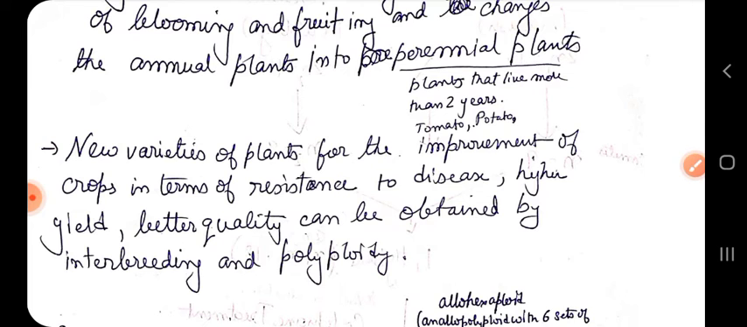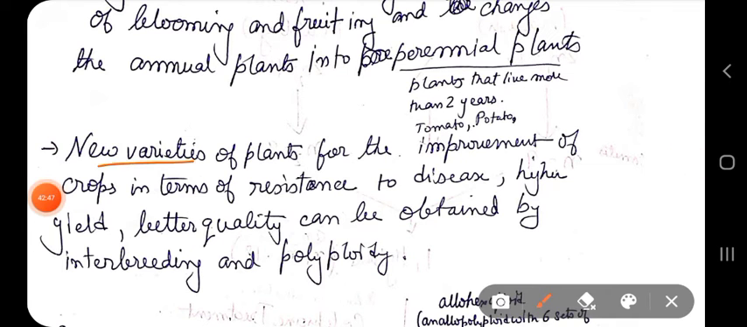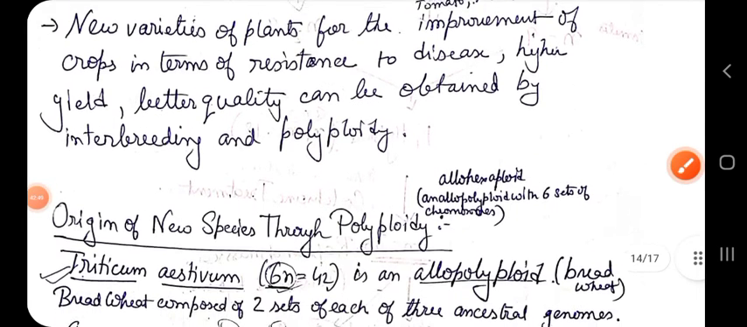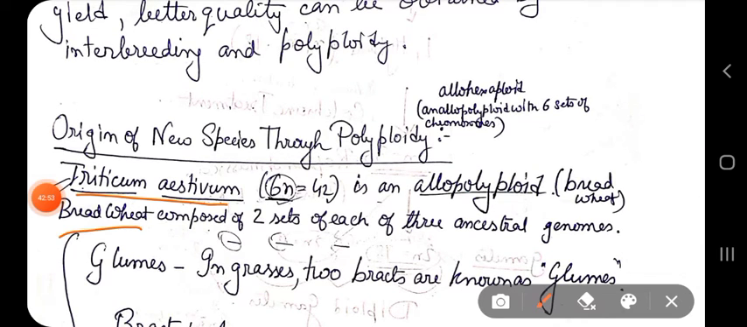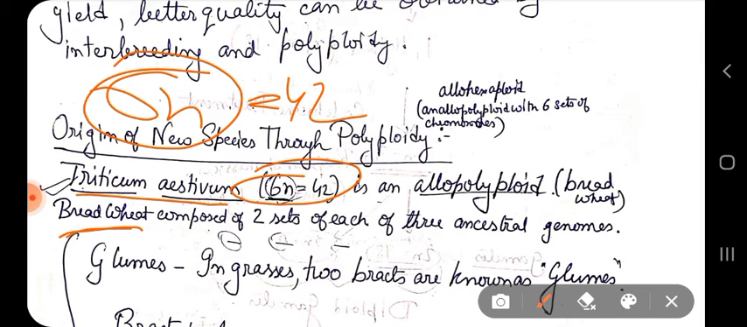How can new plants be achieved? One variety shown here is Triticum aestivum, the common bread wheat that we eat. It is an example of a new variety. Triticum aestivum is 6N, that means it is a hexaploid. It has 42 chromosomes and it is an allopolyploid, that means it has been prepared from different species of the wild wheat group.